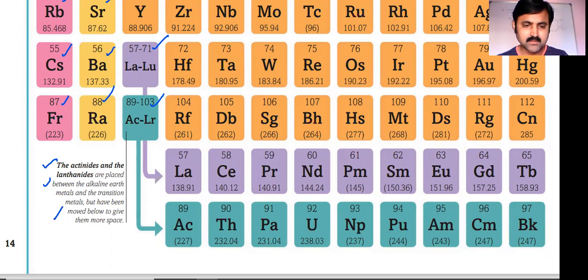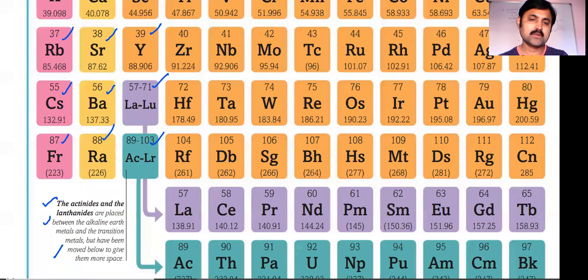They were moved below to give more space, because if you keep all these elements in the periodic table, a lot of space is required. That's why, while their characteristic properties and similarities are also noticed, they are located at the bottom of the periodic table.